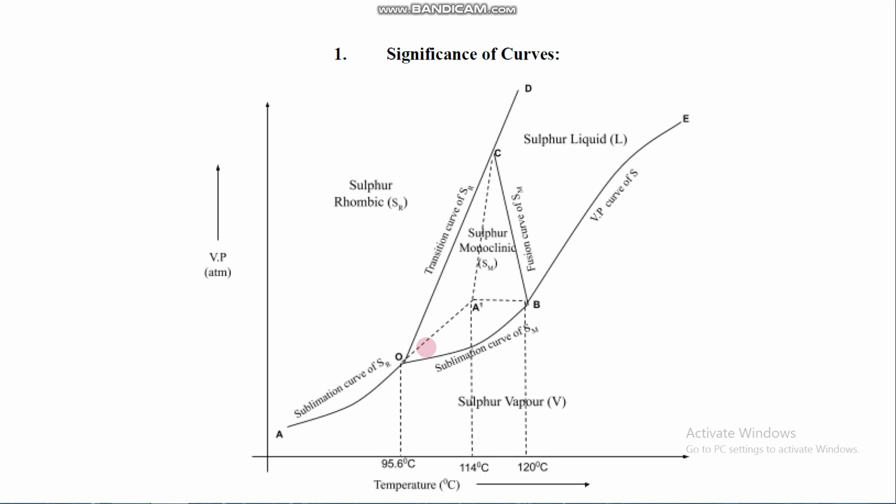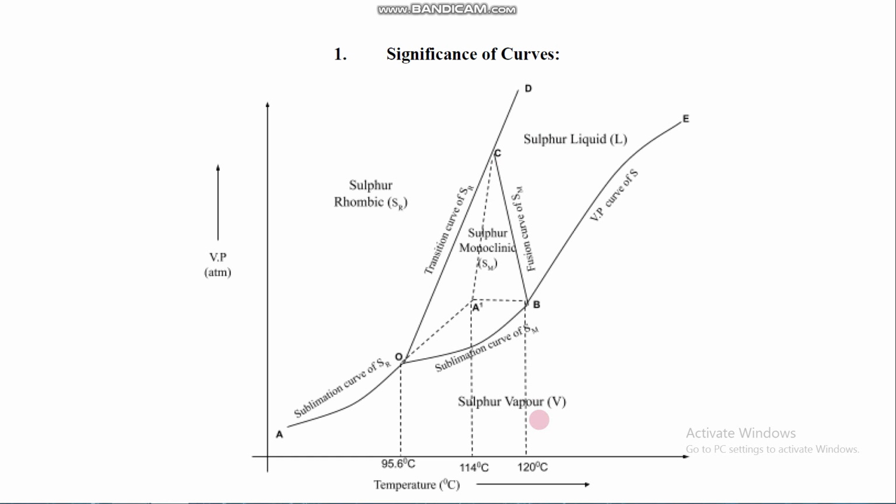Today we are going to learn the sulfur system. Sulfur is known for polymorphism because sulfur exists in four different phases: sulfur rhombic, sulfur monoclinic, sulfur liquid, and sulfur vapor. Sulfur rhombic and sulfur monoclinic are two crystalline states of the substance, sulfur liquid is in the liquid state, and sulfur vapor is in the gaseous state.